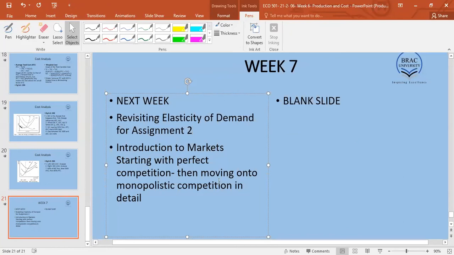Then we will look at markets. Previously, I used to go through a lot of markets. Now, from a practical point of view, there are some markets which you will never see in the real world. For example, perfect competition. So there's no need to go into its details. The main markets that we see in the real world are monopolistic competition and oligopoly.